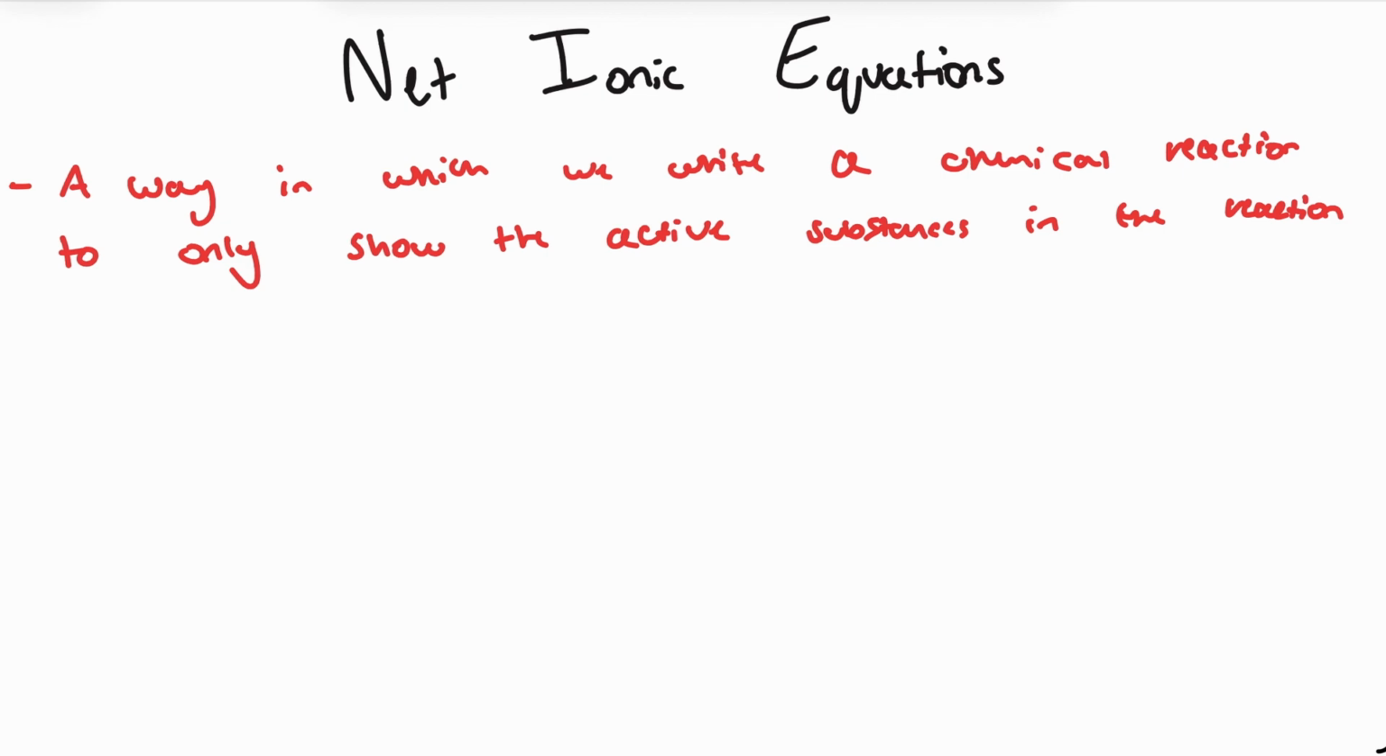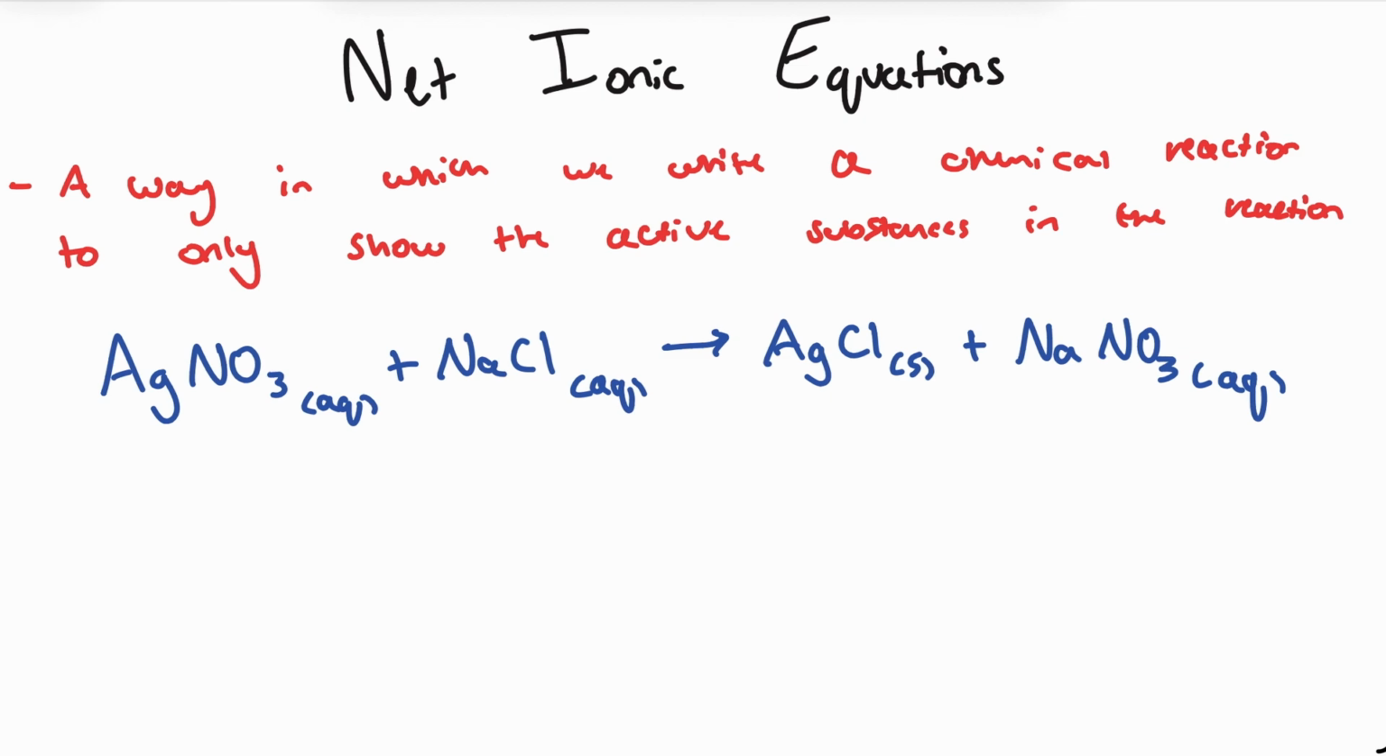undergoing chemical changes. For instance, the reaction AgNO3 aqueous plus NaCl aqueous will react to form AgCl solid plus NaNO3 aqueous, shows the formation of silver chloride from silver nitrate and sodium chloride. However, as you probably know, there's a simpler way in which we can write this reaction, which reads aqueous silver ions plus aqueous chlorine ions will form silver chloride solid.